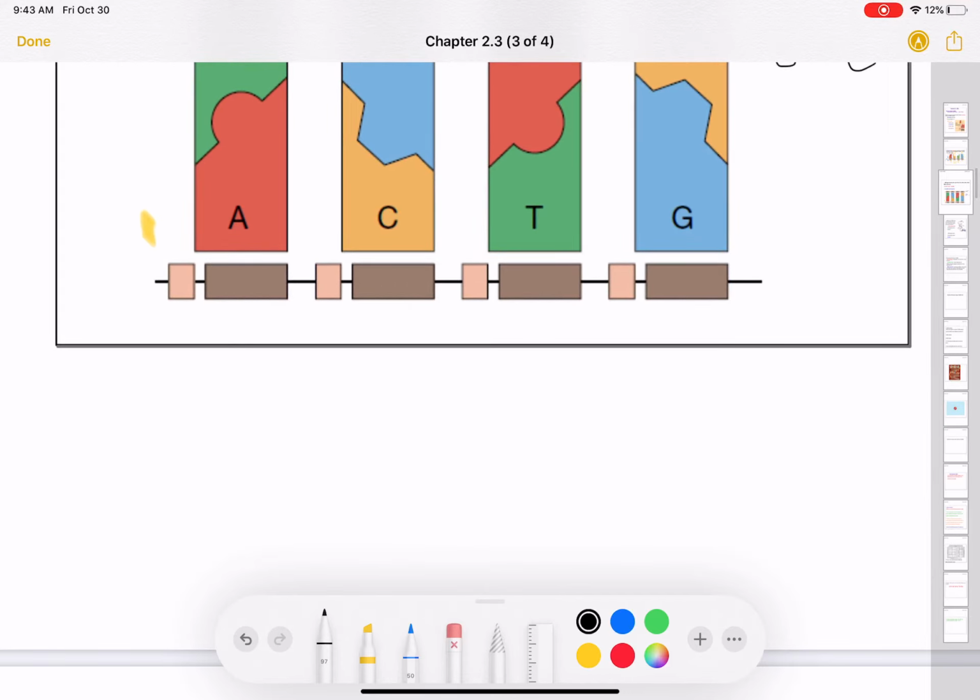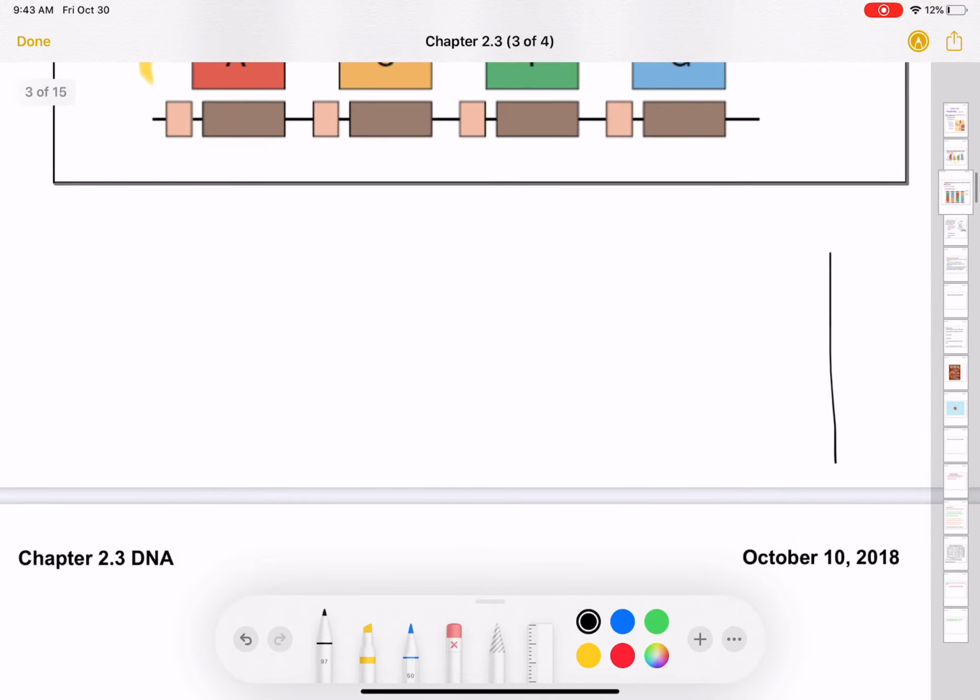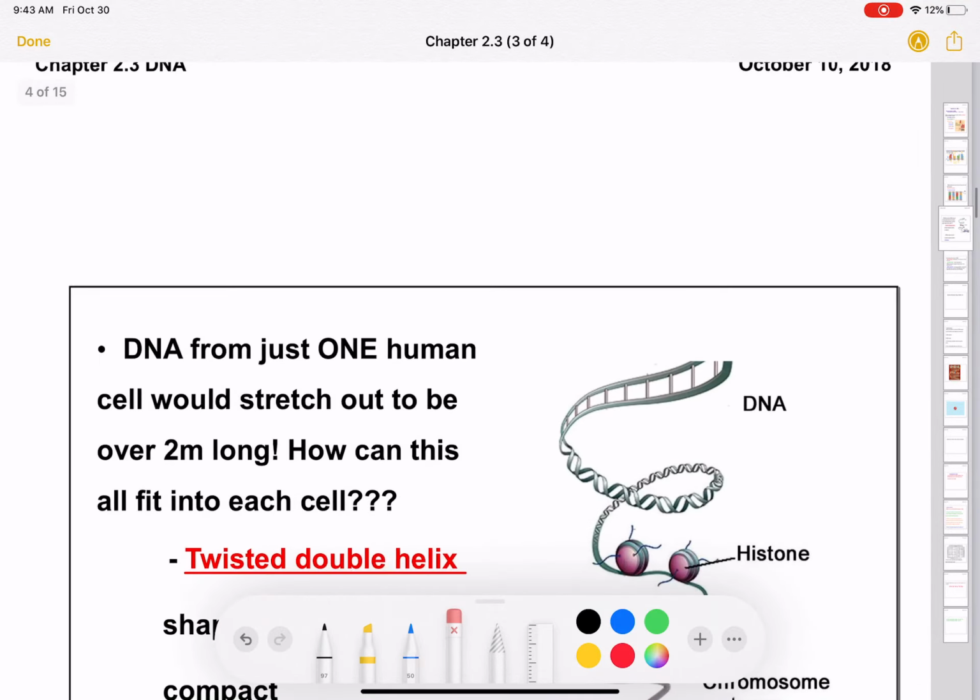If we were in class, we would do a lab on this, but we are not, so we cannot do that lab.